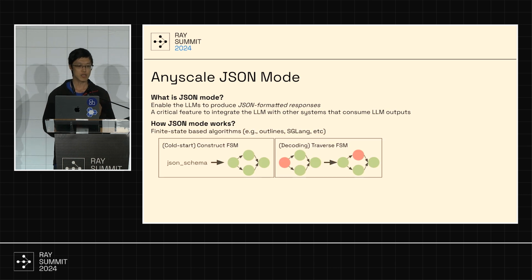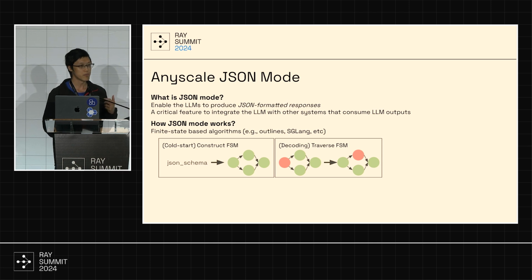Then how do we achieve JSON mode? Intuitively, most solutions out there embrace a finite state machine-based approach. Specifically, you provide the JSON schema, and the JSON schema is converted to a regular expression. And based on the regular expression, we construct a finite state machine. Each state in this finite state machine says which tokens are available for your next generation. So once you construct this finite state machine, during the decoding phase, you're just traversing it and telling the model, at this moment, you can only choose from these 3 candidate tokens, but not any others.